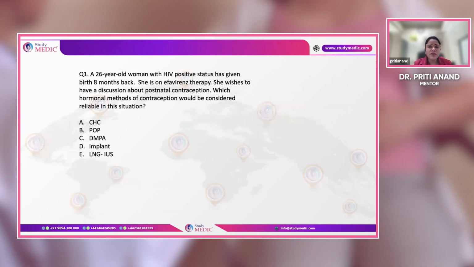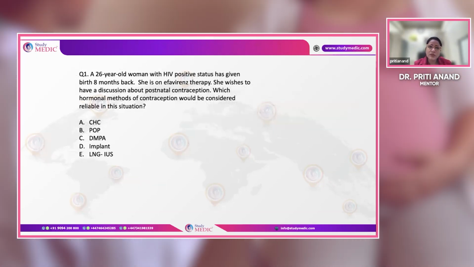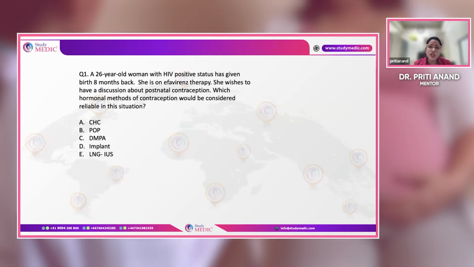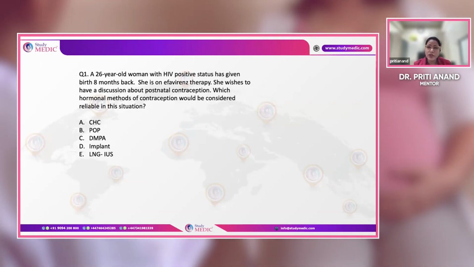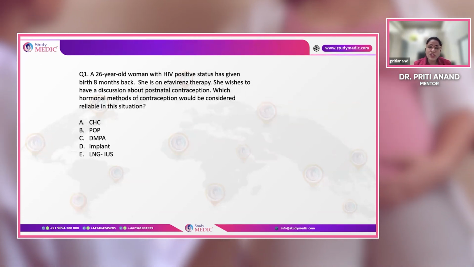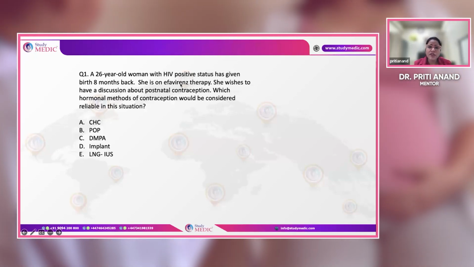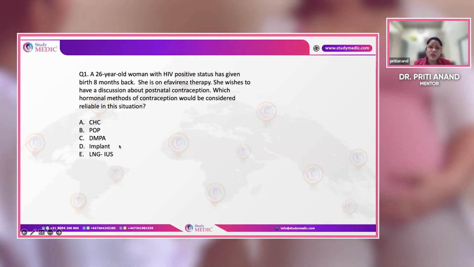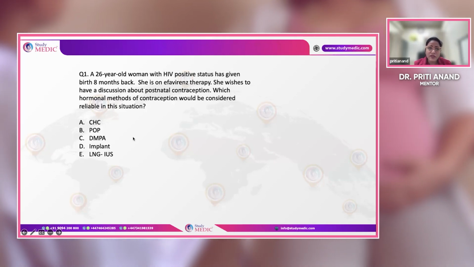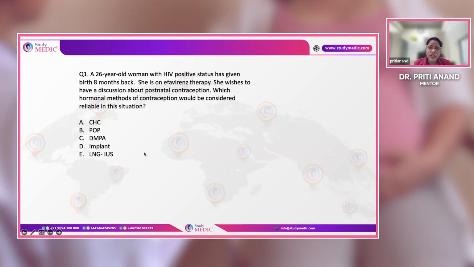A 26-year-old woman with HIV positive status has given birth 8 months back. She is on efavirenz, which is again an enzyme inducer, and wishes to have a discussion about postnatal contraception. What method is reliable for this patient? So efavirenz is an enzyme inducer. So CHC, POP and implants are out. They can't be given. Now we are left with DMPA and LNG IUS.